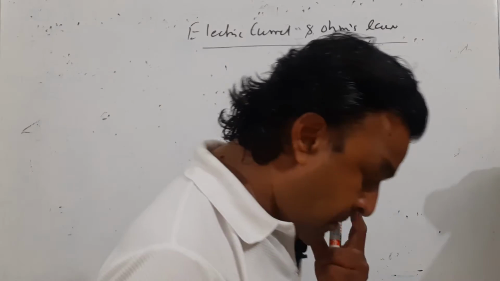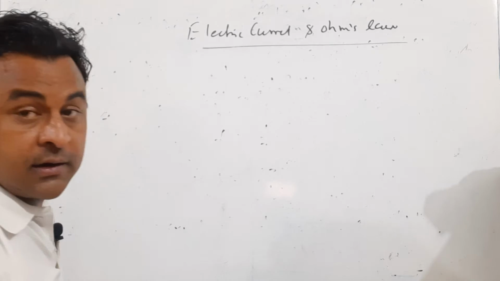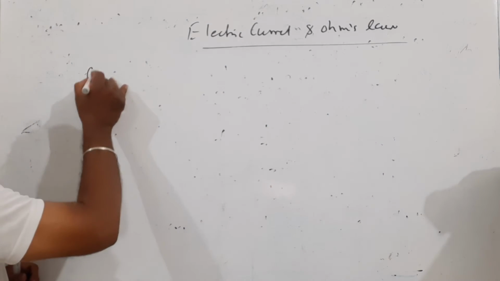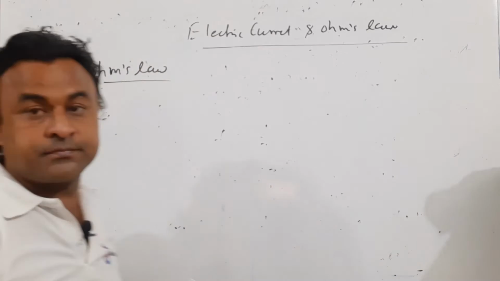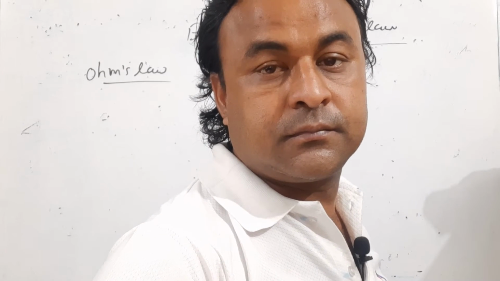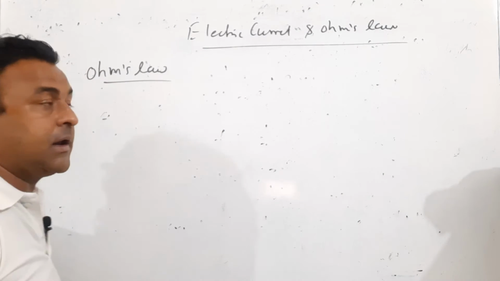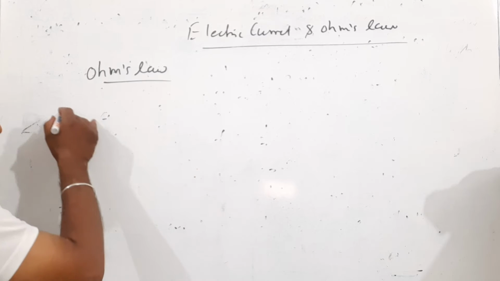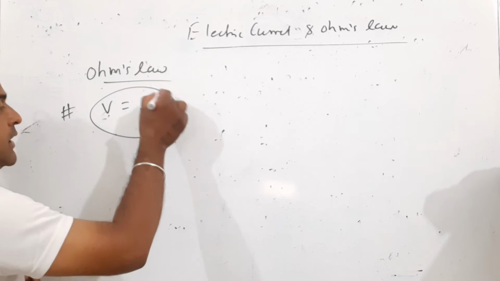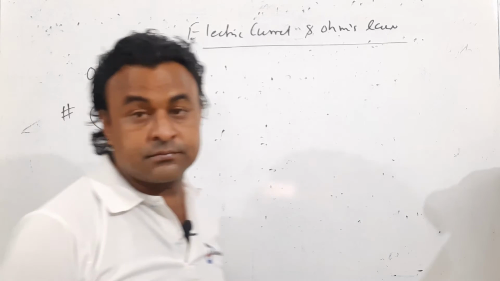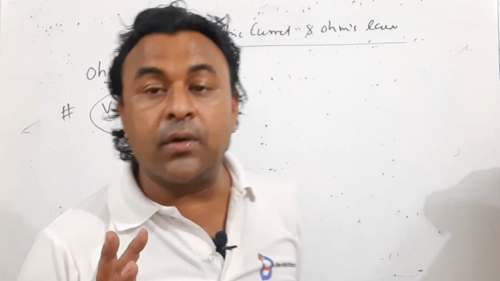Now I turn to Ohm's law. That was the definition of current; after that, I turn to Ohm's law. Now, let me tell you Ohm's law. If I ask students Ohm's law, they will say V is equal to IR. Let me tell you very clearly that this is not Ohm's law. You will wonder over it, but this is true. This is not Ohm's law. What is Ohm's law?